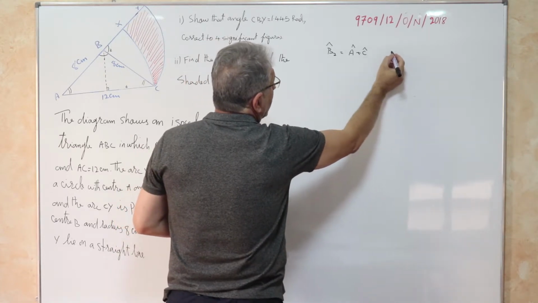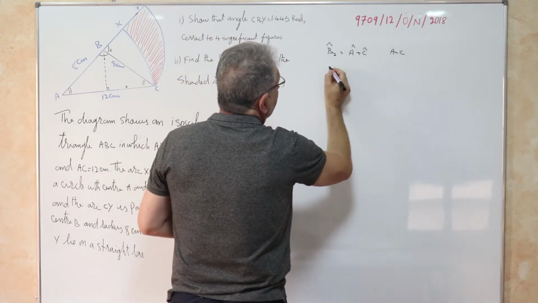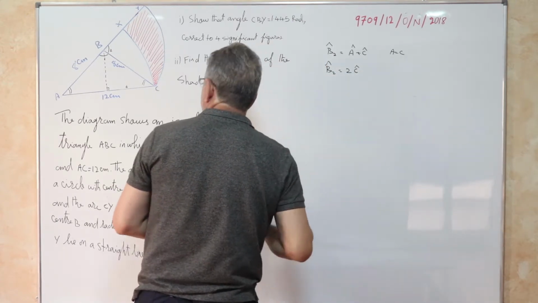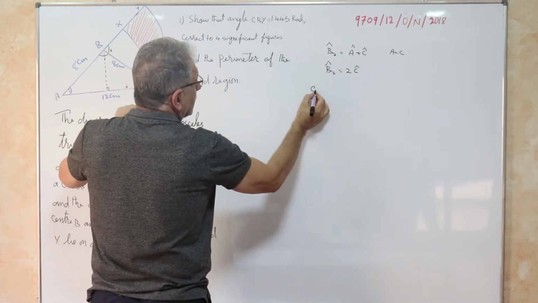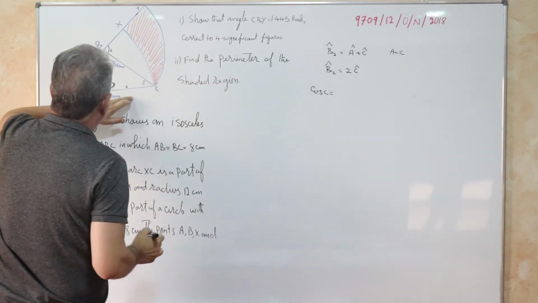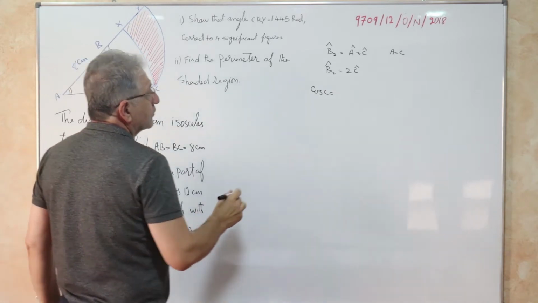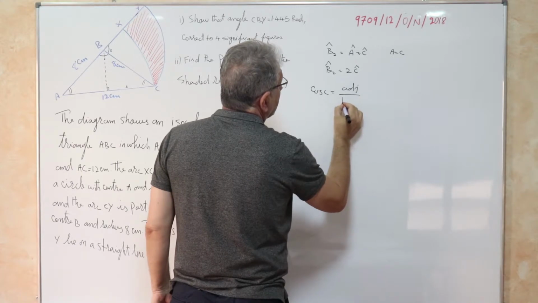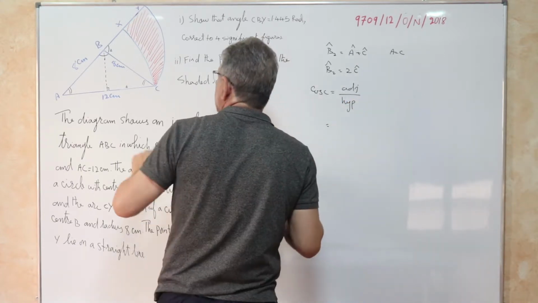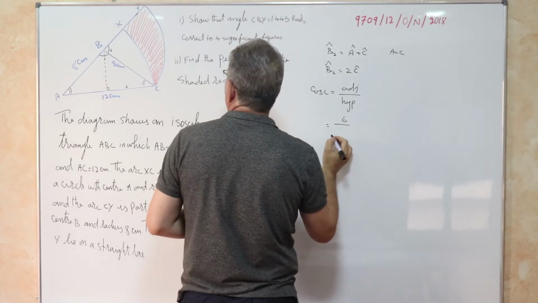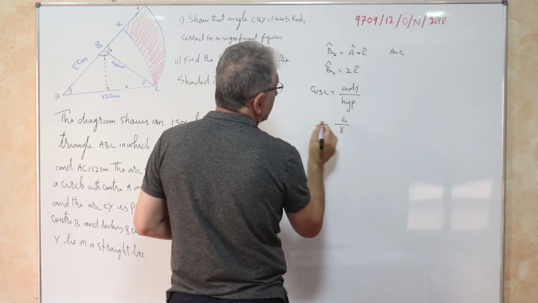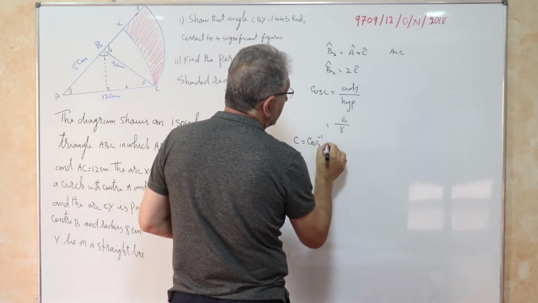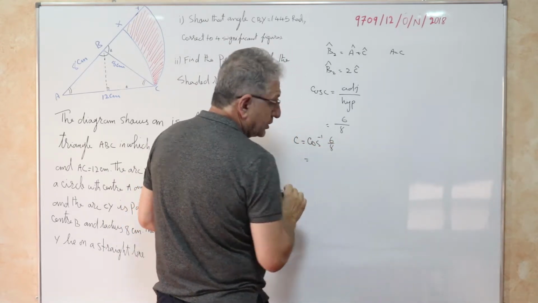By the way, here we know that A is equal to C, therefore B2 is equal to 2 times angle C. Now, cos C is equal to adjacent over hypotenuse. The adjacent is 6 and the hypotenuse is 8. Therefore, C is equal to cos inverse of 6 over 8, which you can put in the calculator.